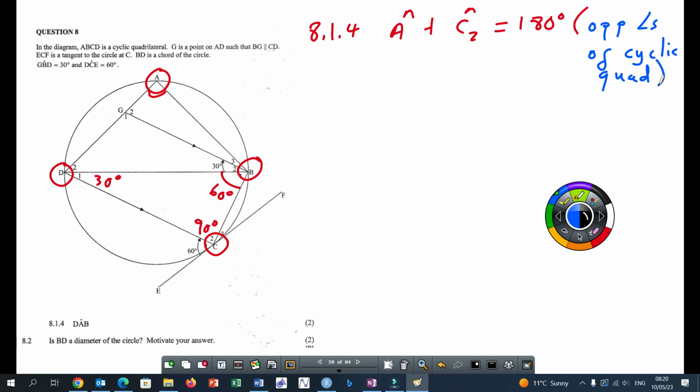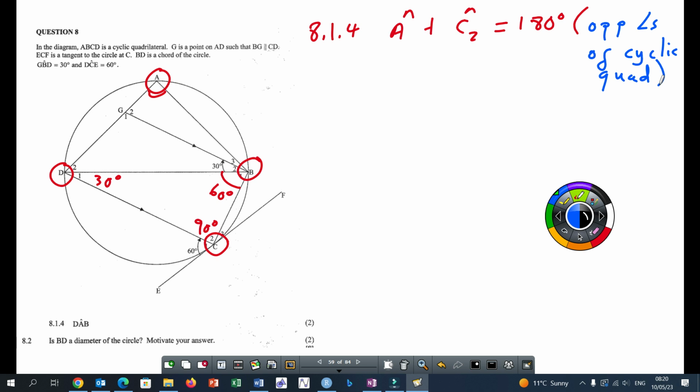Please, when you are answering geometry questions, don't make assumptions. Of course, BD looks like it's a diameter. But are you told that it's a diameter? No. So don't make that assumption. You might have to prove that it is a diameter first. If you prove that it's a diameter, then when you answer 8.1.4, you can end up saying that BD is a diameter. But we are not told, so you might have to prove that.